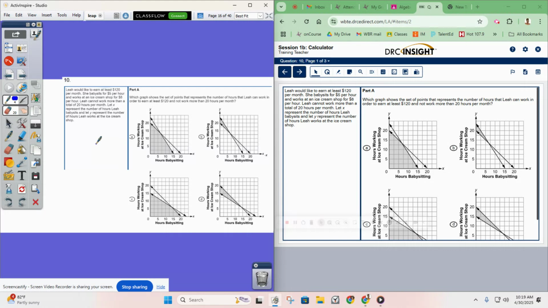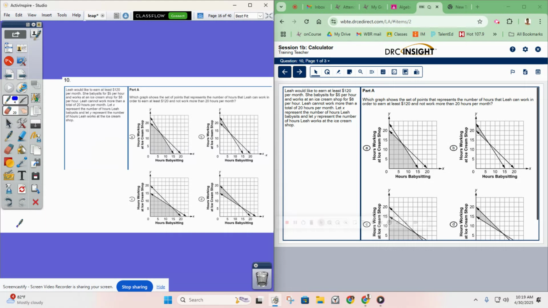So we're looking at a system of inequalities. When you've got two lines, or two graphs, it's called a system. We have to first set up the inequalities and then see which graphs match. They've already defined our variables for us, which is that first step that we used to do. So I know that x represents babysitting hours and y represents ice cream hours, okay?